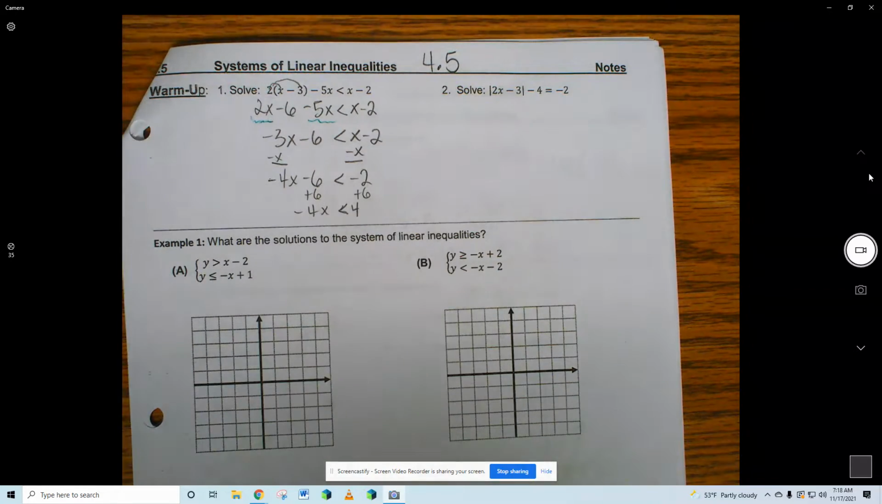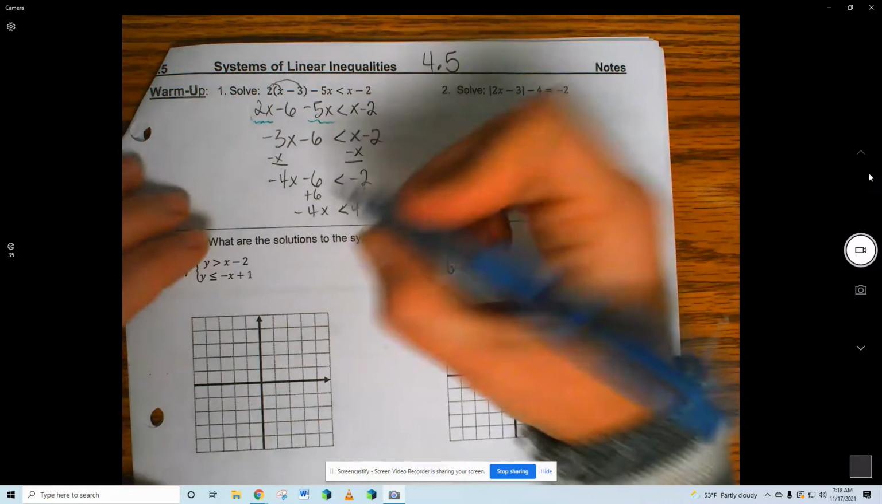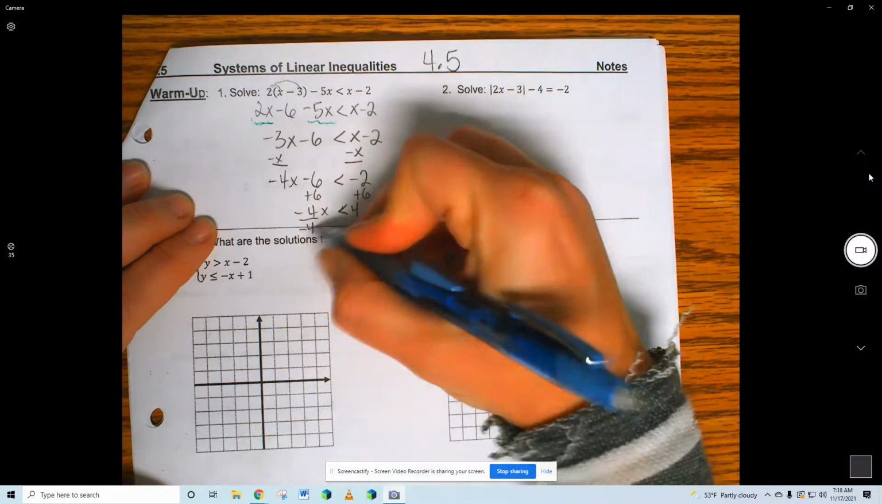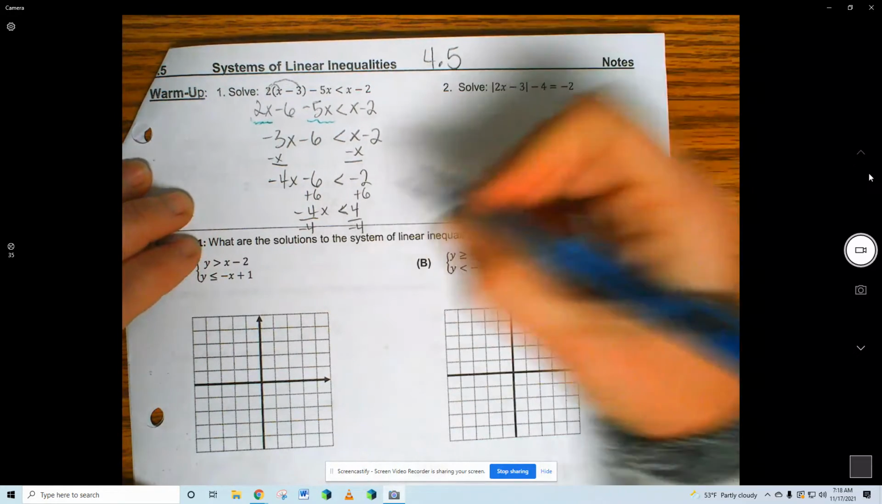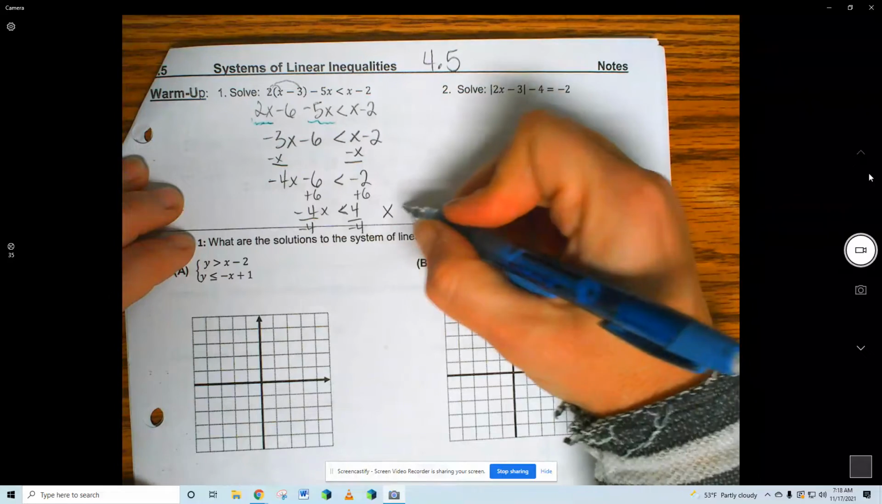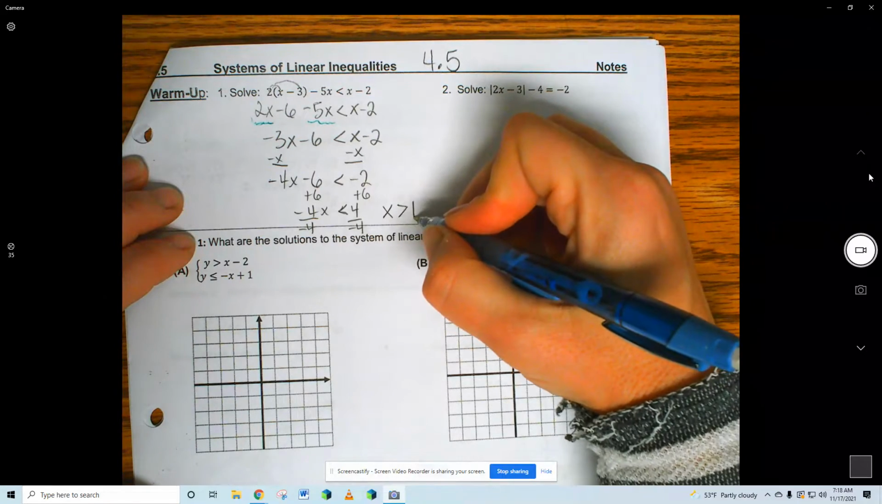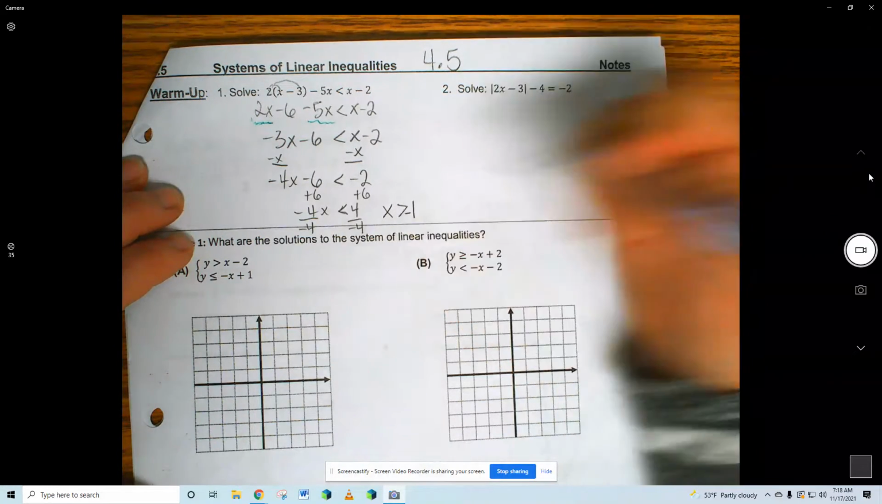Yes, Brandon. Divide by a negative 4. Ding, ding, ding. What happens when I divide by a negative? Flip the sign. X is greater than 1. Oh, sorry, negative 1.